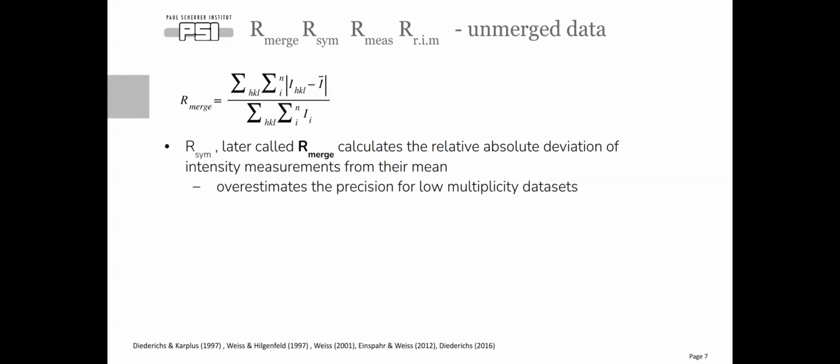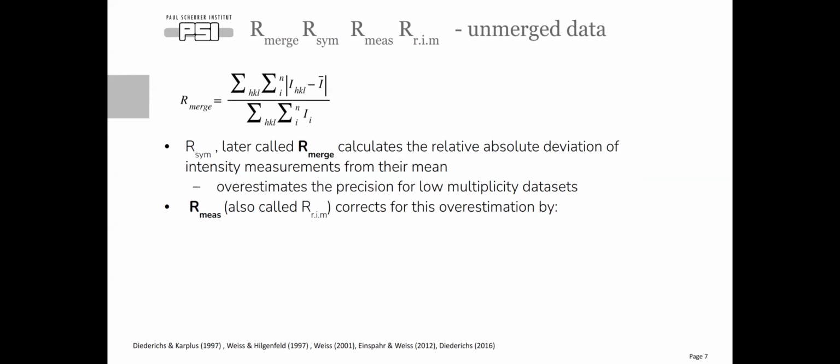But the problem is that R factors, or R merge, especially, underestimates the precision for low multiplicity data. So if you measure a crystal not that many times, so you have low multiplicity, then you get a higher precision, which is obviously not correct because we want to have several measurements to average the random error or uncertainties.